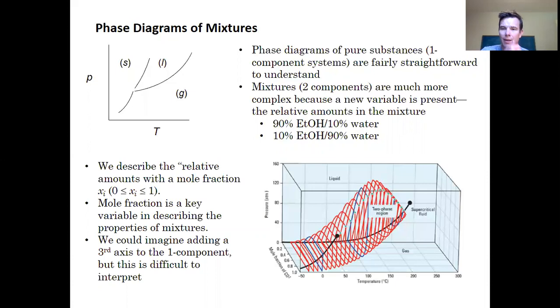And so the variable that we use to describe this composition of the system is the mole fraction. It's given the symbol x sub i, and runs between 0 and 1. One way you might imagine incorporating the mole fraction into these types of plots is by adding a third axis. So here's pressure versus temperature. You can imagine adding a third axis to describe the mole fraction of the system. But it's pretty complicated and difficult to interpret. So we don't do that.